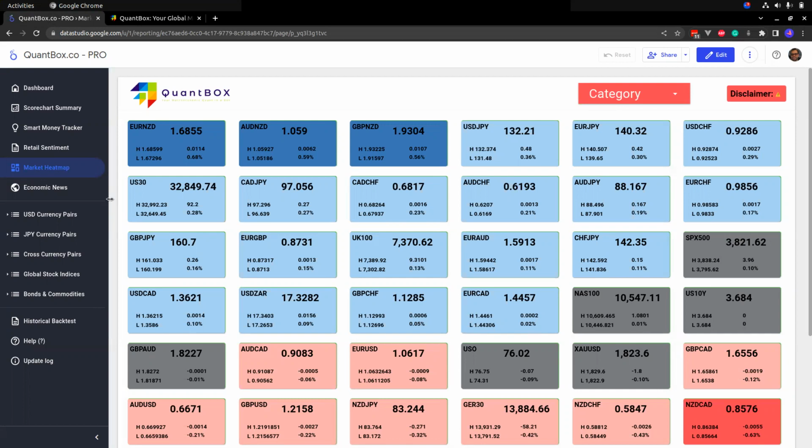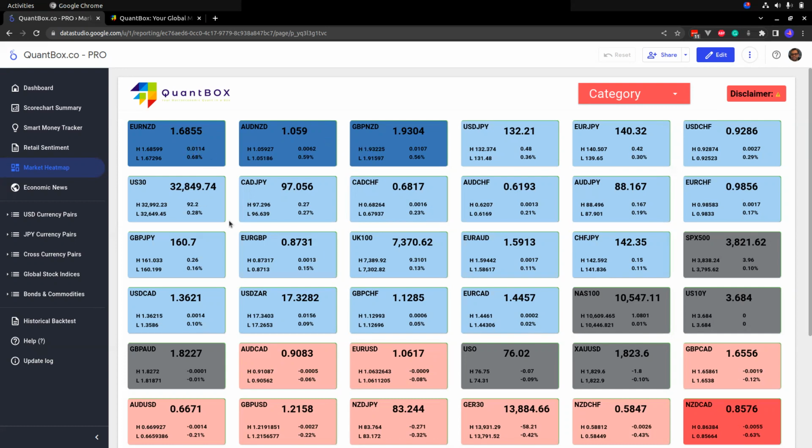The first thing I'm looking at right now is called a market heat map. It shows you what the strongest moving and weakest moving currencies are for the previous session. But this updates regularly. So you can see right now, our top performers in terms of the currency pairs that moved the highest are the Euro Kiwi, Aussie Kiwi, and Pound Kiwi.